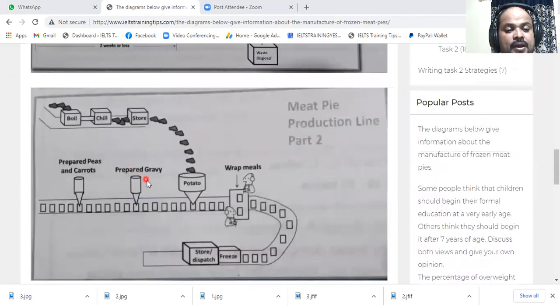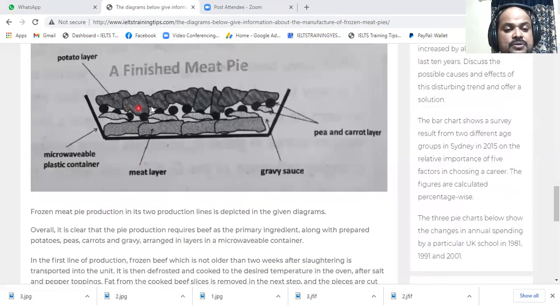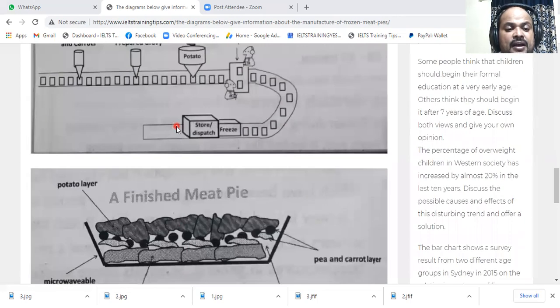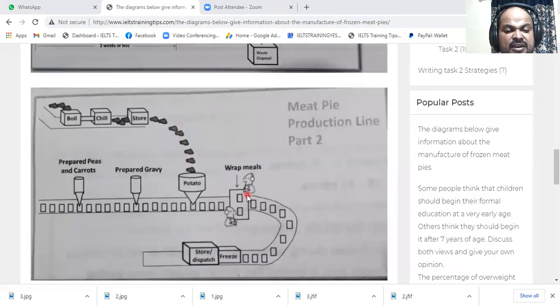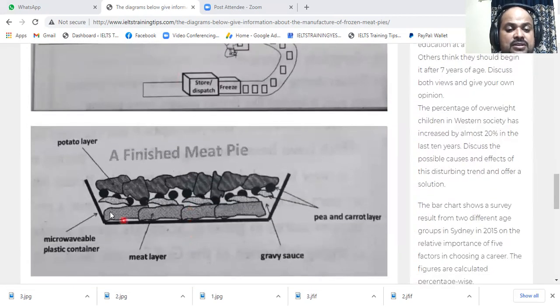Okay. And now on the top, we add the cooked potatoes. Cooked potatoes are there on top. And then we can see that the thing is wrapped manually, and then it is frozen and dispatched. So if you see closer, this is the finished meat pie. It's a microwavable plastic container, meat layer, gravy sauce, pea and carrot layer, potato layer. So all these things are understood.